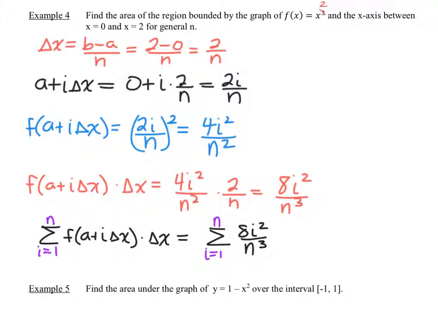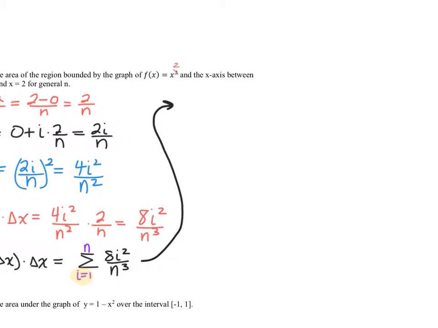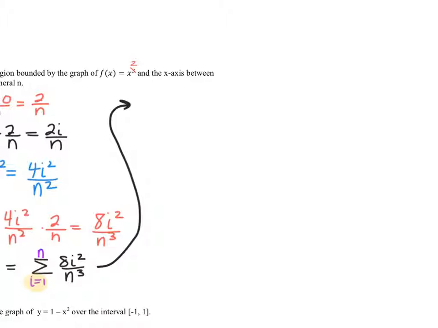All right. Now, this summation is in terms of i. So that means that the only relevant variable in this summation is i. What that tells me is that everything else can come out. They don't need to be there. So I could rewrite this as 8 over n cubed times the sum from i equals 1 to n of i squared.